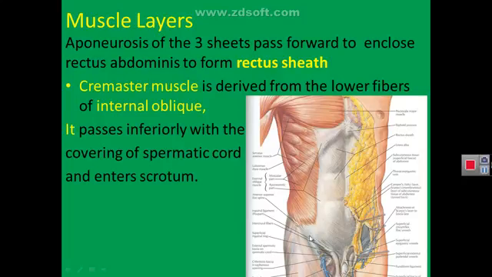You will find that for the internal oblique and the transversus abdominis, part of their origin is from the inguinal ligament. And these fibers of internal oblique and the transversus abdominis originating from the inguinal ligament form the cremasteric muscle and fascia that are part of the covering and content of the spermatic cord.